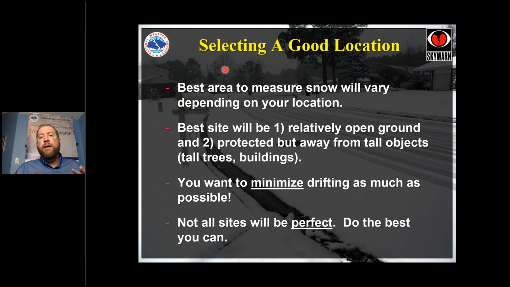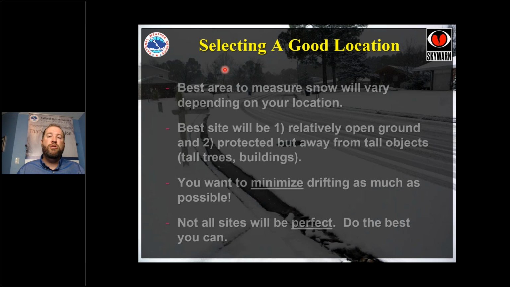So again, find a location that's relatively open. And what I mean from that is not right next to your house, not right next to trees, but you do want to minimize drifting as much as possible. So if you're in a neighborhood like me, you want to be in the center of your yard. You don't have to worry about drifting. If you're out toward a farm, you want to be far enough away from the trees. It doesn't impact the snow, but you kind of want to be close enough that it lowers the amount of drifting. No site's going to be perfect. Just do the best you can.